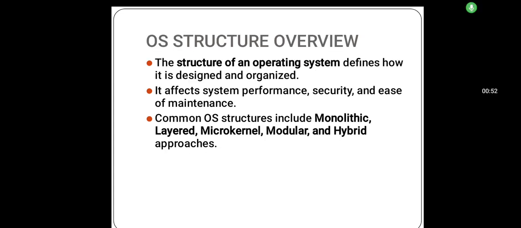Next, OS structure overview. The OS structure defines how the OS is designed and organized. It impacts performance, security, and system flexibility. There are 5 major types of OS structure: monolithic system, layered approach, microkernel system, modular system, and hybrid system. These are the 5 structures of OS.